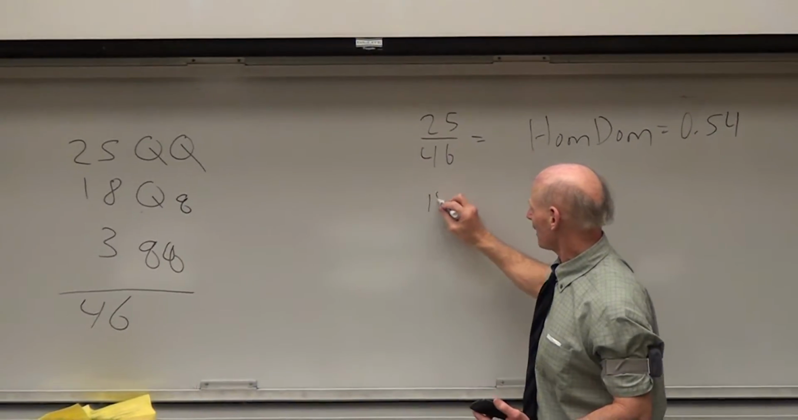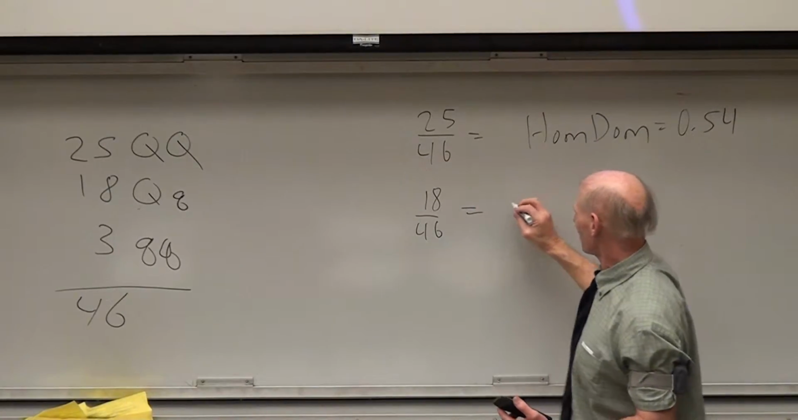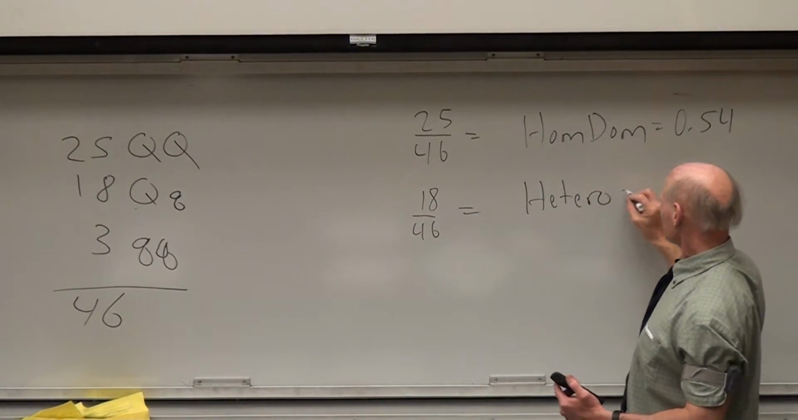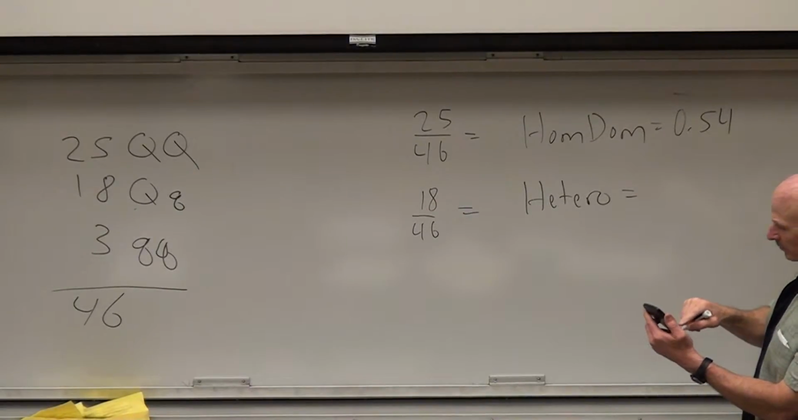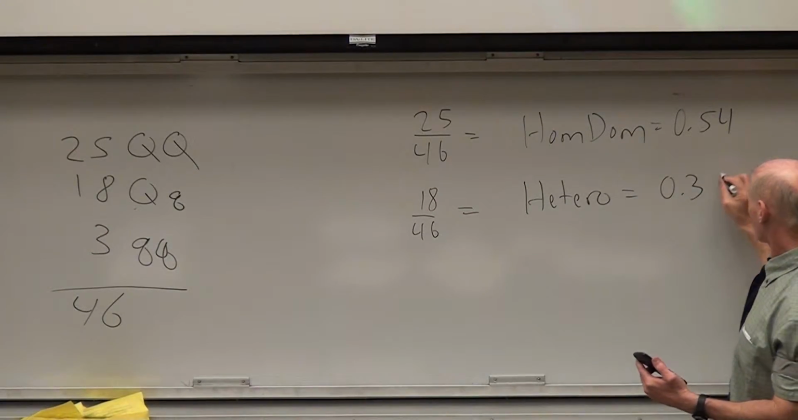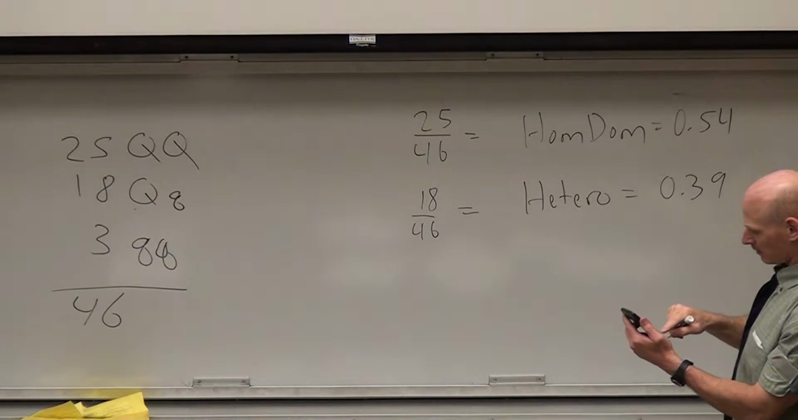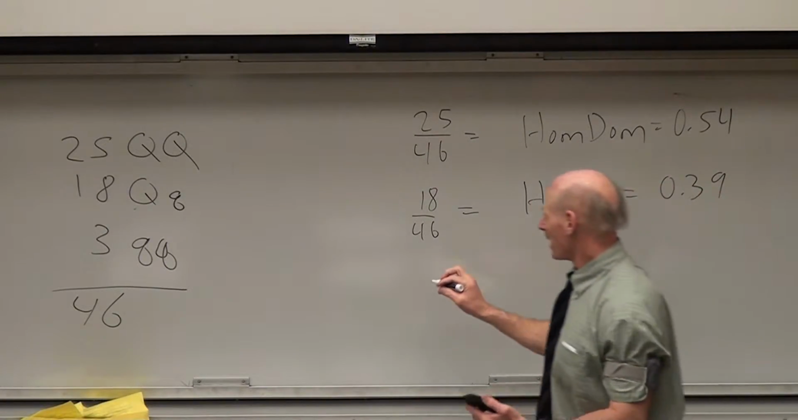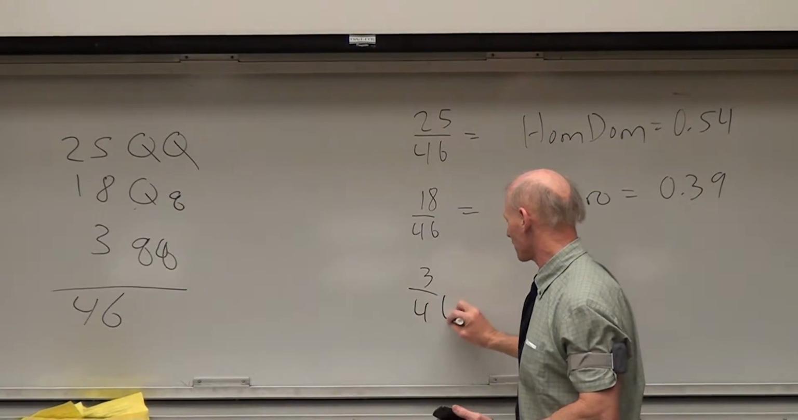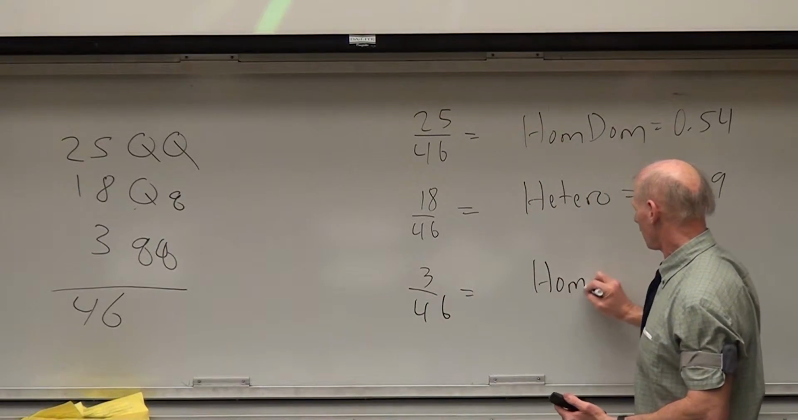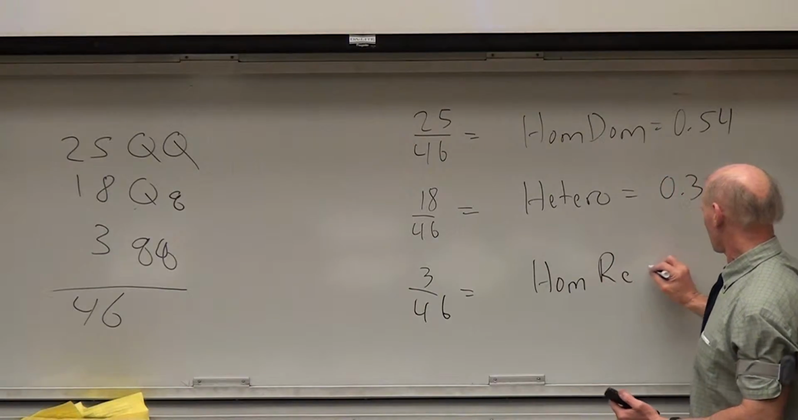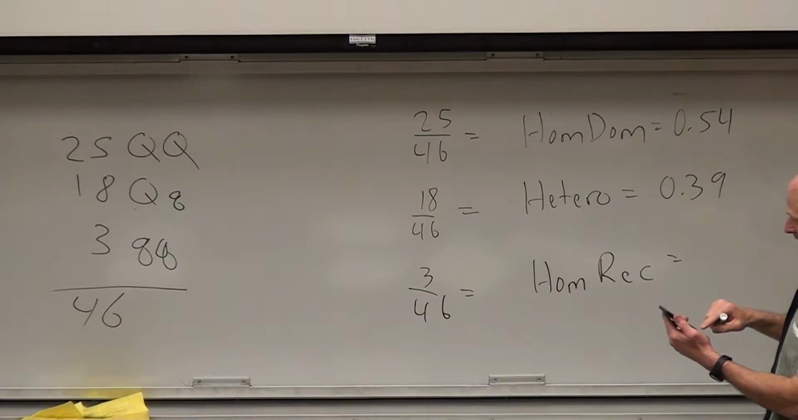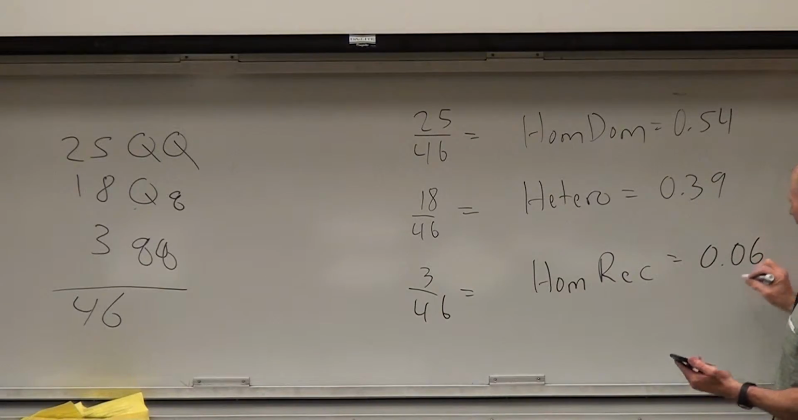And for heterozygous, 18 of the 46 individuals are heterozygous. It's what? 0.39. Yep, that sounds good to me. And the homozygous recessive individuals, 3 out of 46 are homozygous recessive. And that turns out to be 0.06, okay. 3 divided by 46. Yes, 0.06.